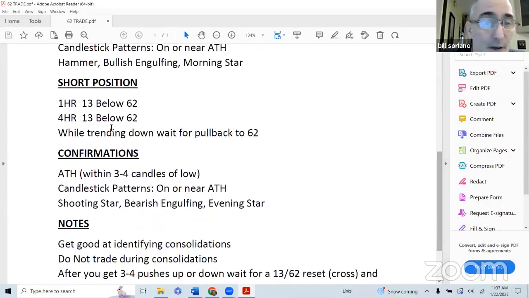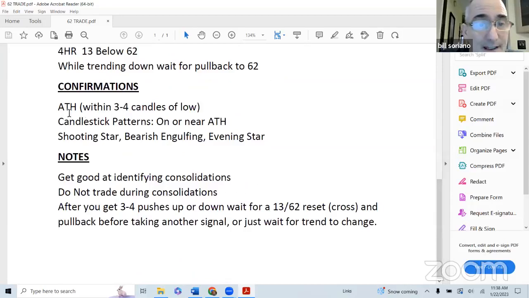For a short position, it's just the opposite. We want the 13, or the salsa, to be below the 62, or the guacamole, on both the 1 and 4 hour. Then as price is trending down, we wait for a pullback to the 62. That's our area of interest. And then we want an ATH within 3 to 4 candles of the high. That should actually say high, so I have to change this document, guys, because I made a mistake here. And then a candlestick pattern on or near the ATH. The patterns for short positions are the shooting star, bearish confirmation, bearish engulfing, and the evening star. I'll show you these when we go over the couple charts that I marked up for today.